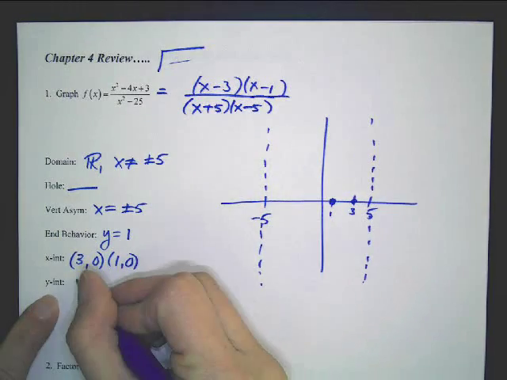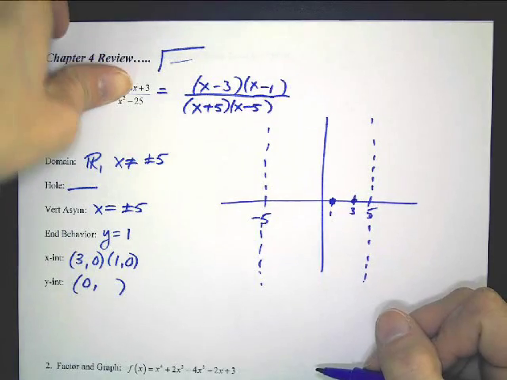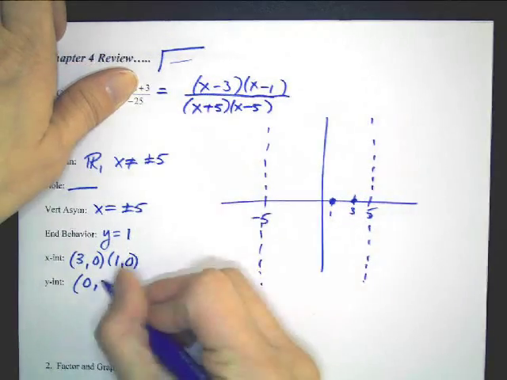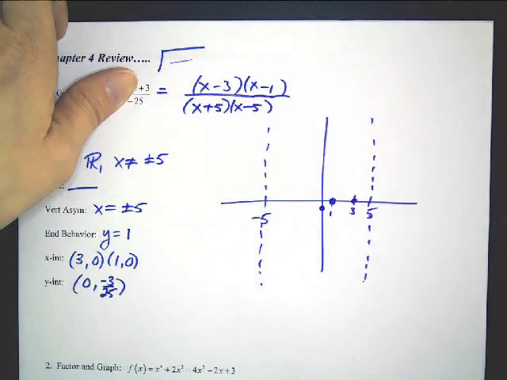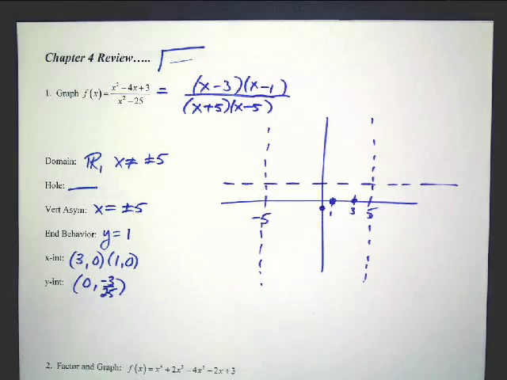How do you find a y-intercept? Let's put 0 into the x spot. I like to look at the original problem. Just cross out all the x's. Negative 3 over 25. It's really tiny here on the y-axis. Oh, I forgot to draw the asymptote, the end behavior.